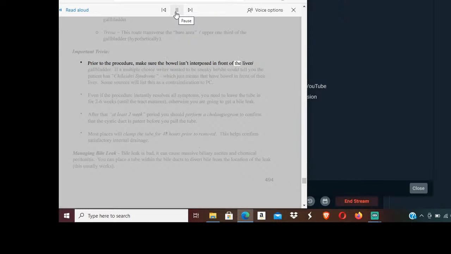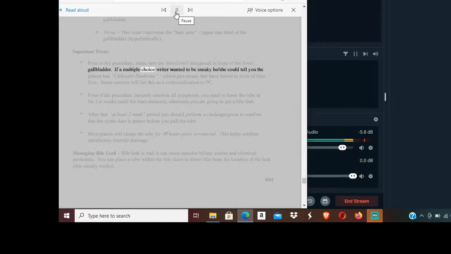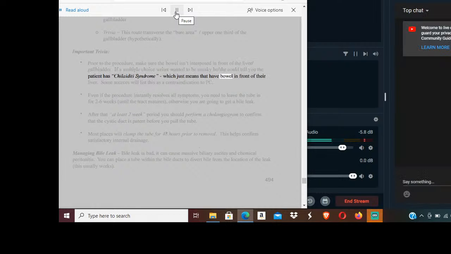isn't interposed in front of the liver/gallbladder. If a multiple-choice writer wanted to be sneaky, she could tell you the patient has Chilaiditi Syndrome, which just means that they have bowel in front of their liver. Some sources will list this as a contraindication to PC.